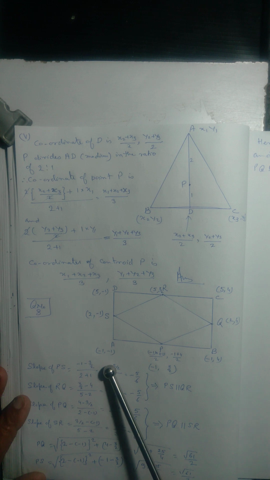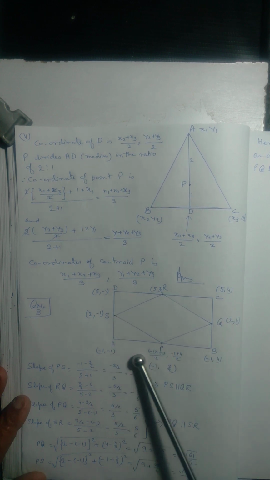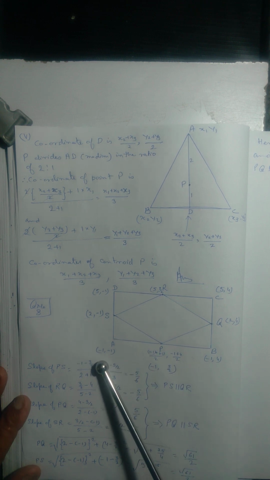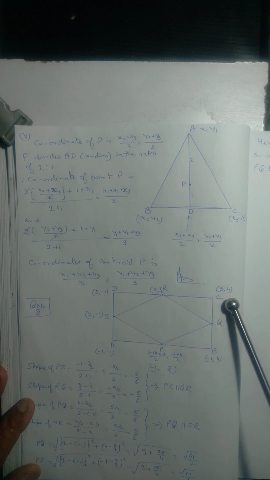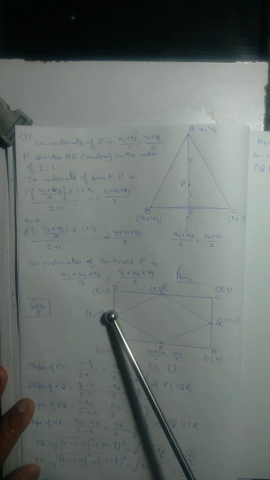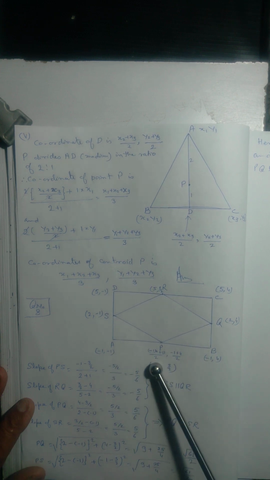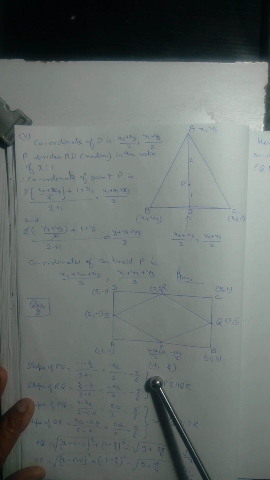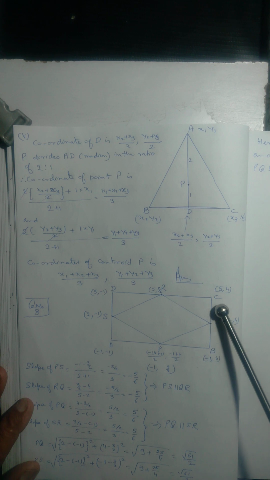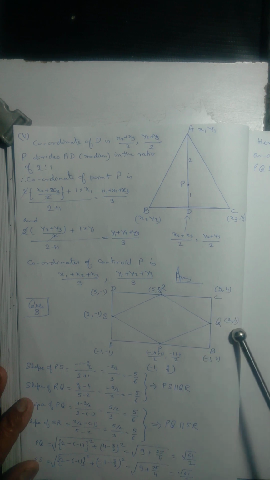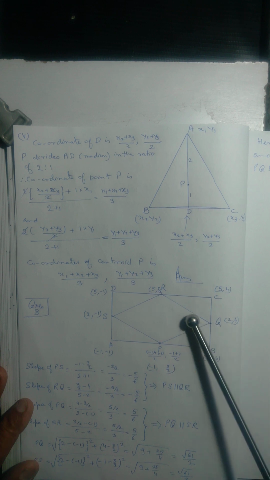There is a rectangle ABCD, and the vertices of ABCD are given, that is A is (-1, -1), B is (-1, 4), C is (5, 4), D is (5, -1). Now the point P, the midpoint of AB, can be determined, and it will be equal to (-1, 3 by 2). And Q is the midpoint of B and C, the coordinate of it will be (2, 4).